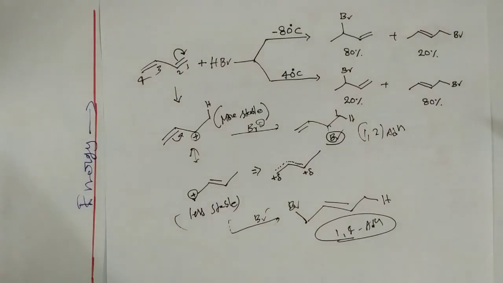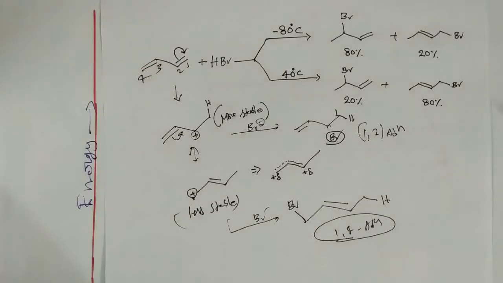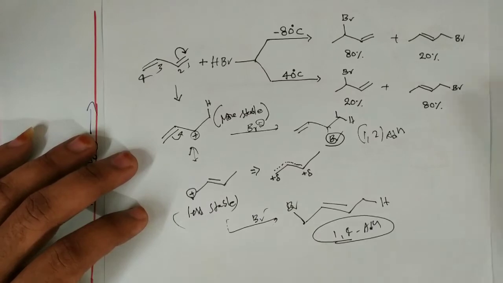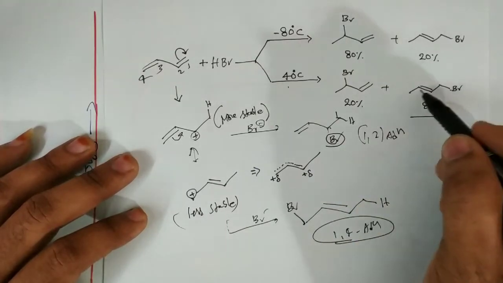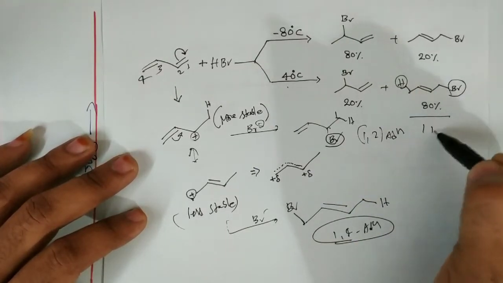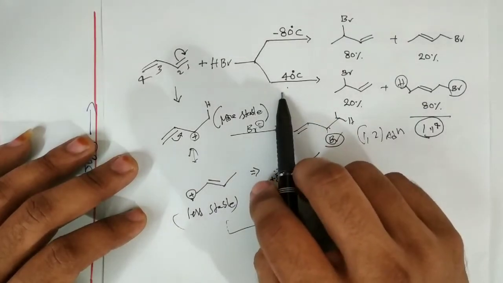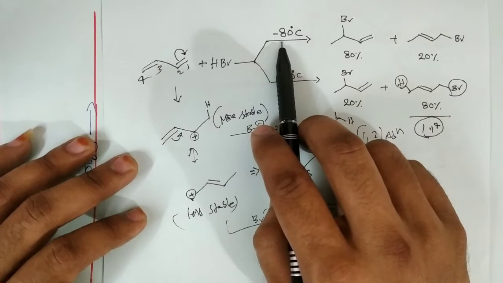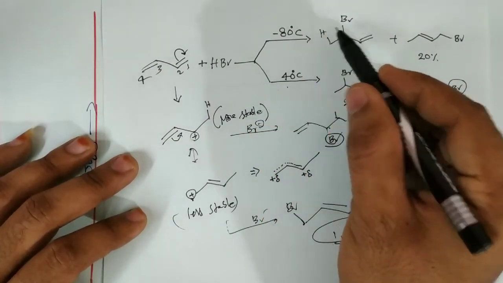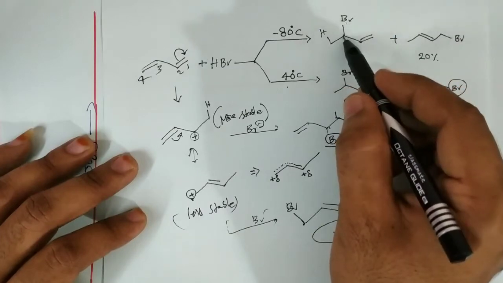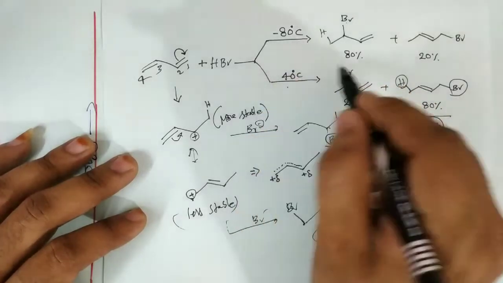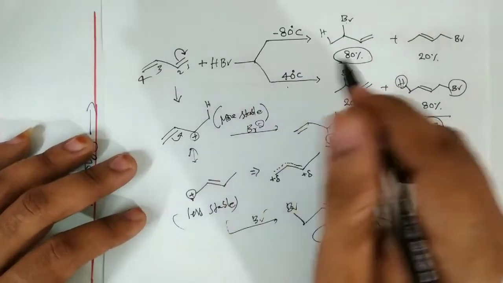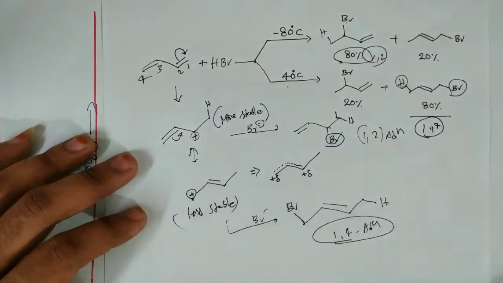Now which is the major product can be concluded based on the conditions. At low temperature the 1,2 product is formed as the major product, and at high temperature the 1,4 product is formed as the major product. Here bromine and hydrogen add in a 1,4 manner, and this 1,4 product is major at 40 degrees centigrade. At minus 80 degrees centigrade, in the 1,2 product hydrogen is added to the first carbon and bromine is added to the second carbon. At low temperature 80% of the product is formed, that means the 1,2 addition product is major in this case.